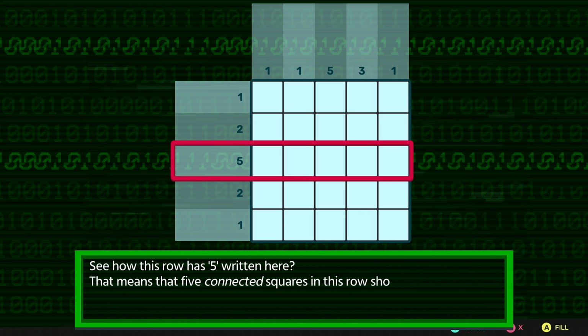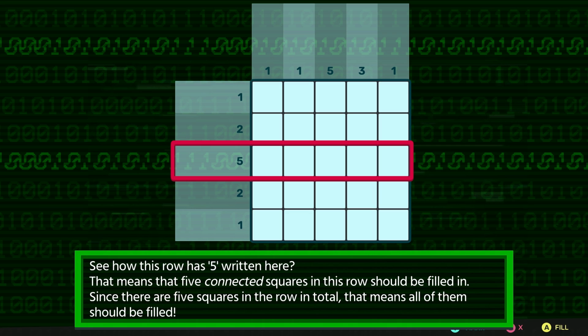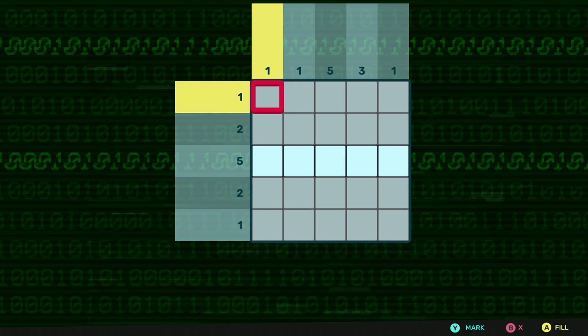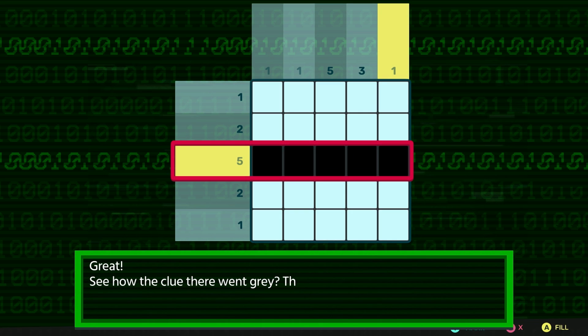See how this row has 5 written here? That means 5 connected squares in this row should be filled in. Since there are 5 squares in the row in total, that means all of them should be filled. Let's fill these in now. Great, see how the clue there went gray? That means you followed that clue properly.